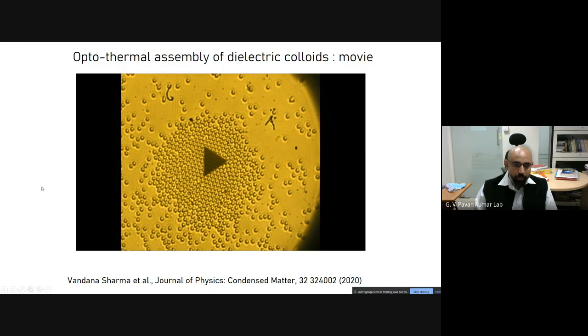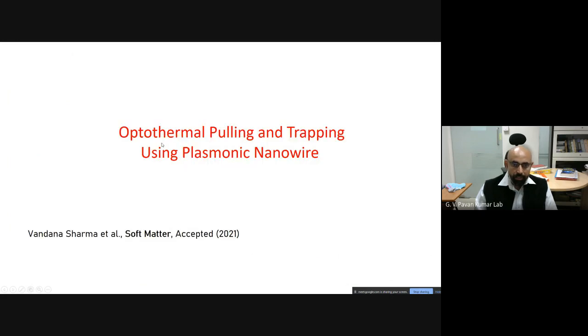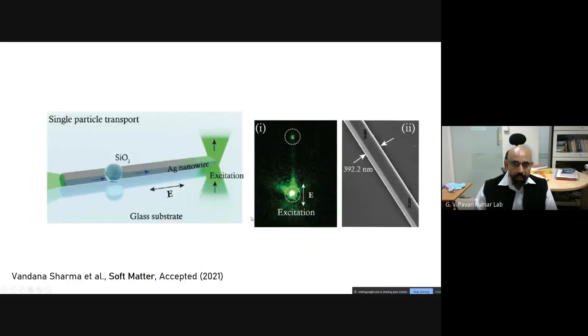Now, more pertinent to this particular talk is this concept of optothermal pulling and trapping using plasmonic nanowire, and this is a recent work which has just appeared in Soft Matter. The idea is that instead of having an extended structure which is either two-dimension or three-dimension, we use a quasi one-dimensional nanowire structure. The advantage of this kind of structure is that you end up exciting so-called propagating plasmon. The idea is that you illuminate one end of the wire. This kind of facilitates plasmon propagation along the length of the wire.